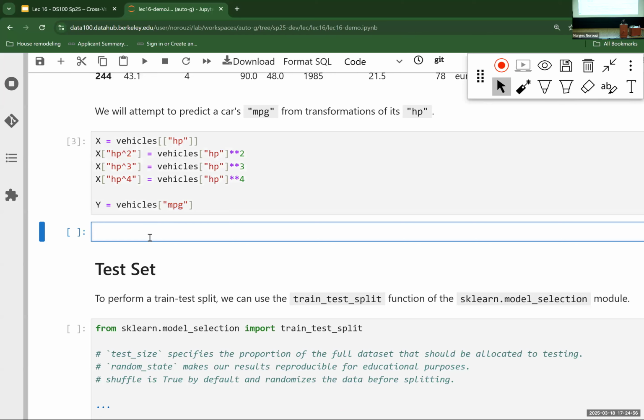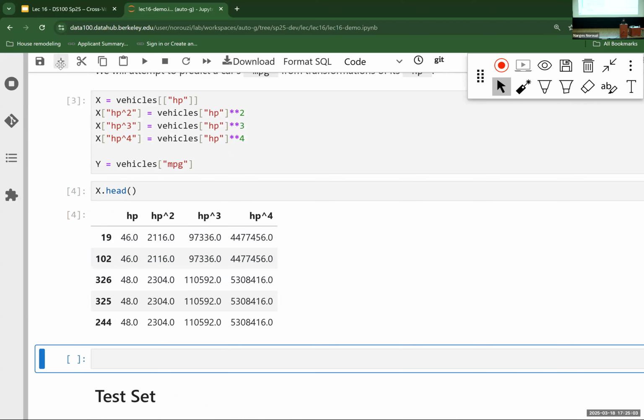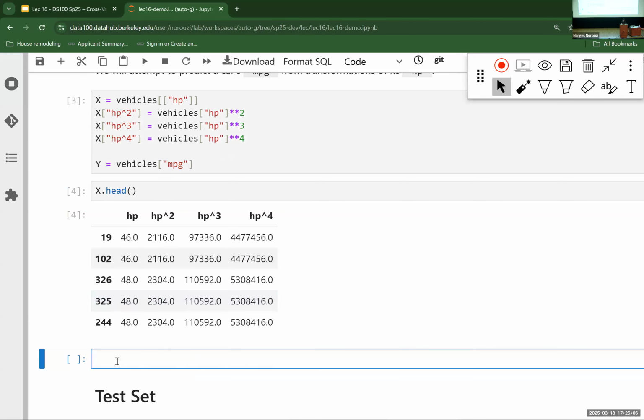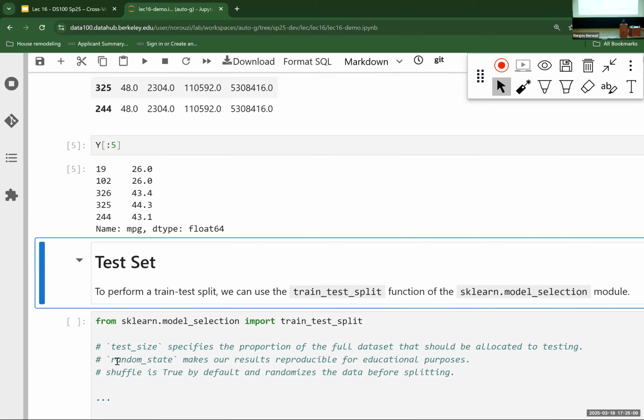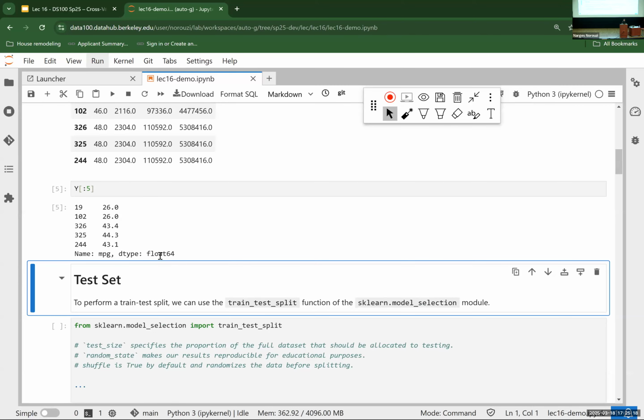Let me go ahead and take a look at the head of X. So it has all of the things that we wanted. Then I'll take a look at Y 0 to 5. And so you basically see that these are the horsepower and miles per gallon values that we have. The data type is float.